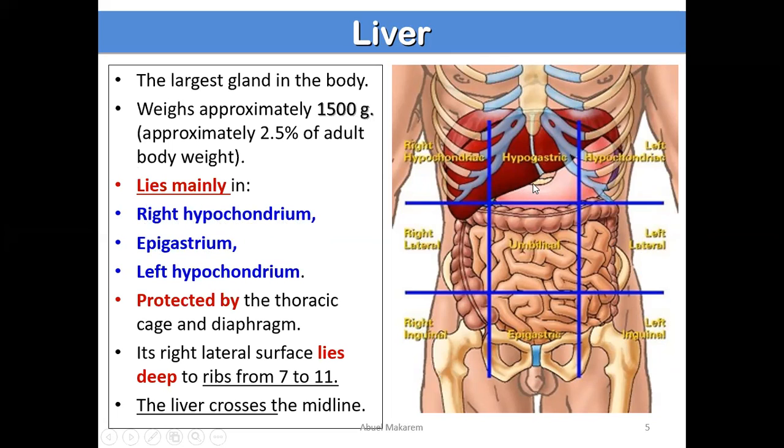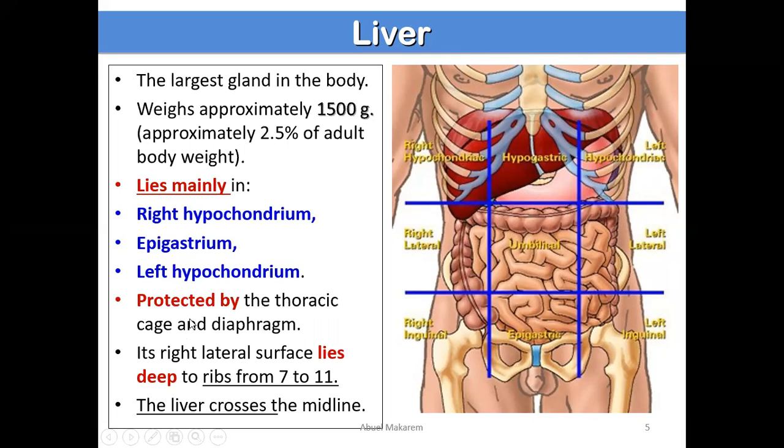Then also it will occupy the epigastrium. As I said, it is wrongly labeled as hypogastrium. It is the epigastrium. So it will be present in the epigastrium, as well as even occupy some part into the left hypochondrium, because the left lobe goes even up to the left hypochondrium.